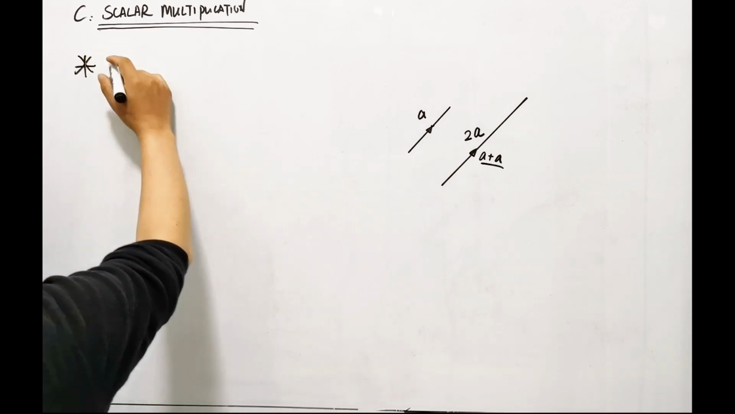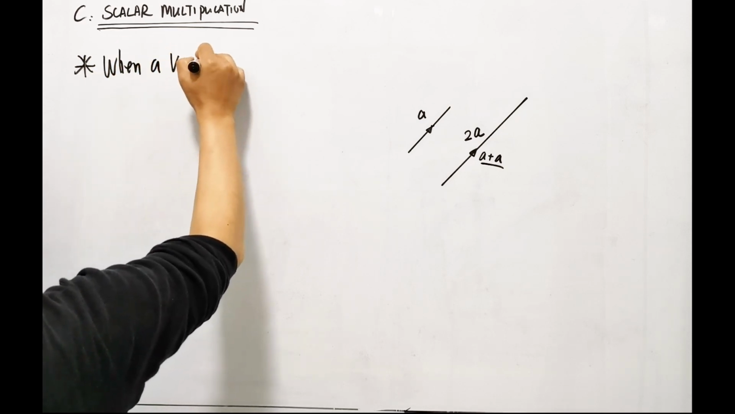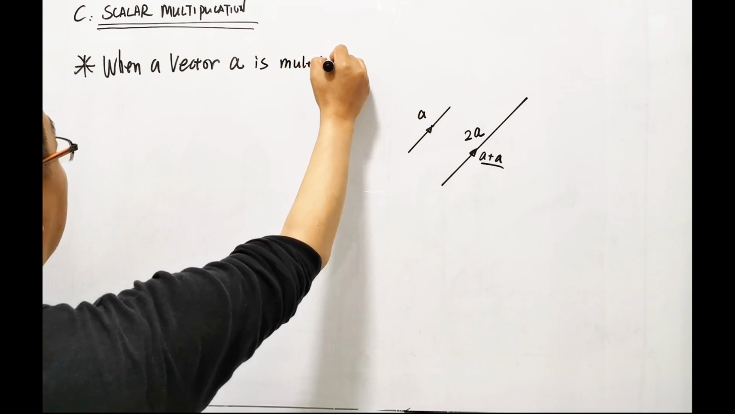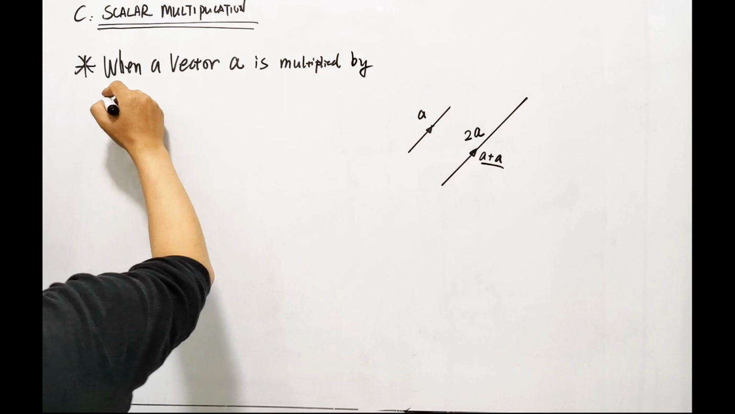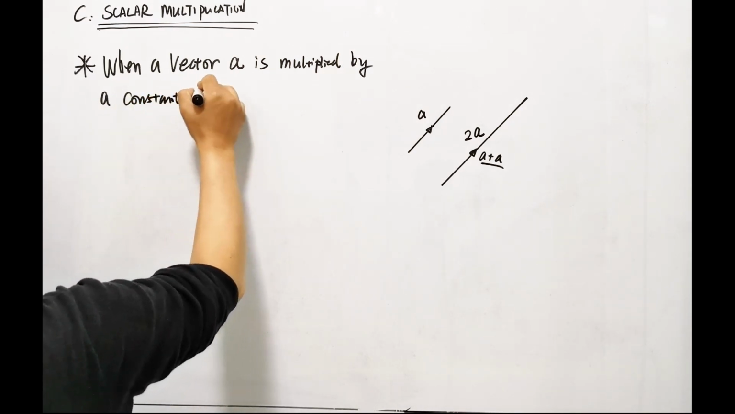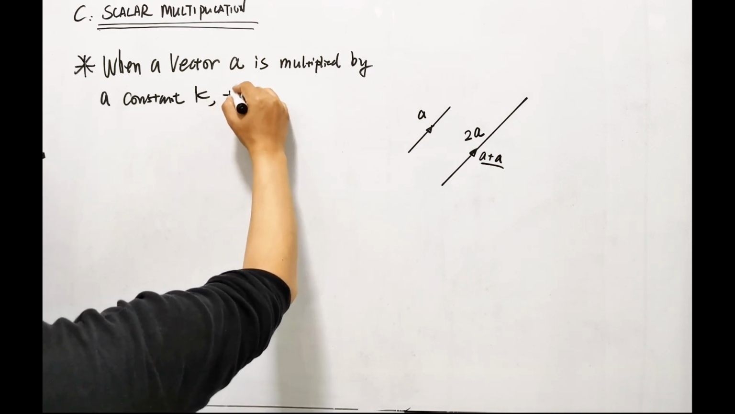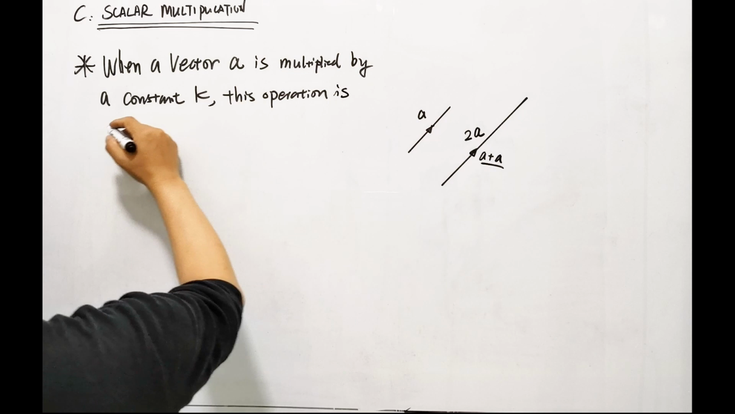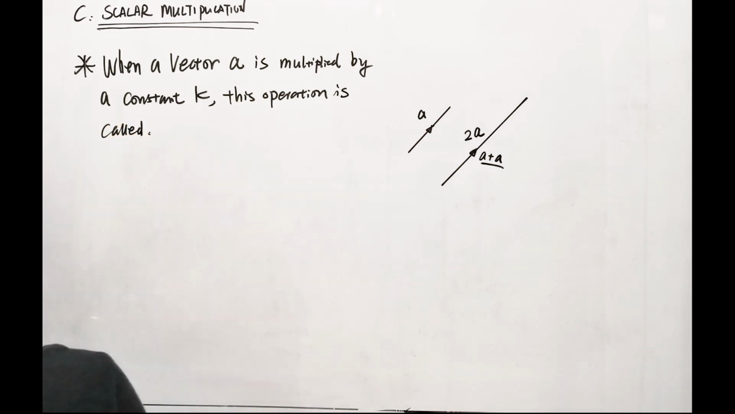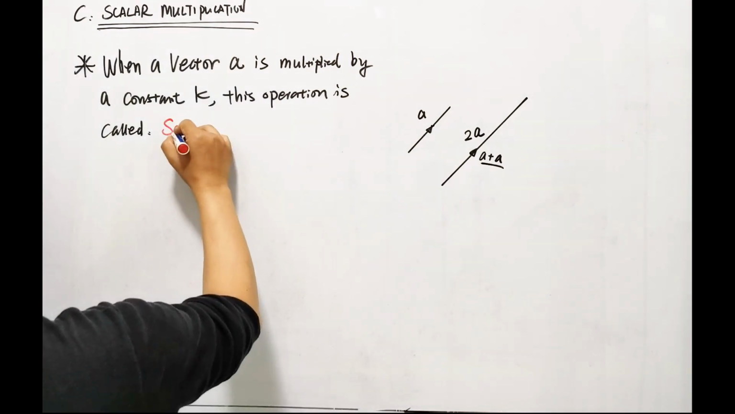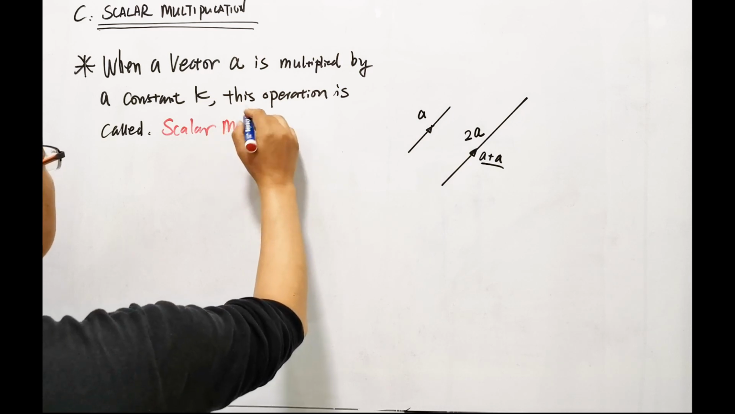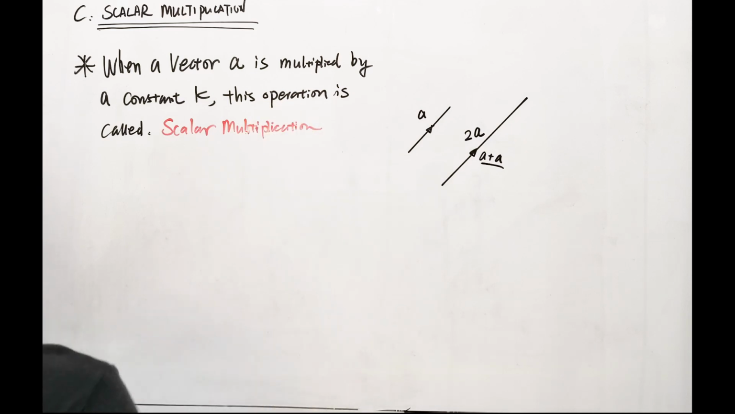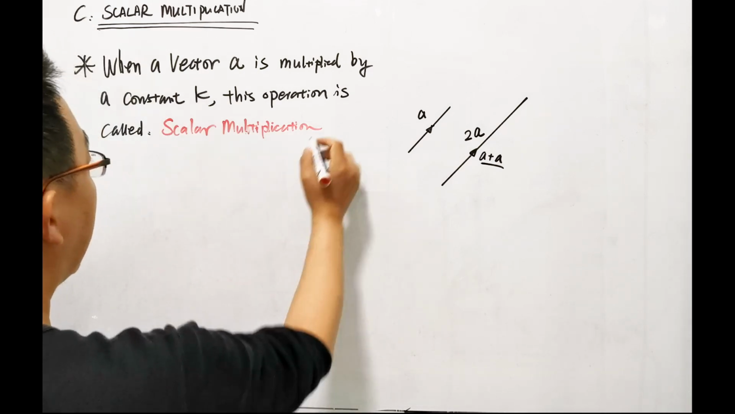Okay, let's see the concept. When a vector A is multiplied by a constant K, then this operation is called scalar multiplication. Basically, this is the operation we call it. We give a name to this.